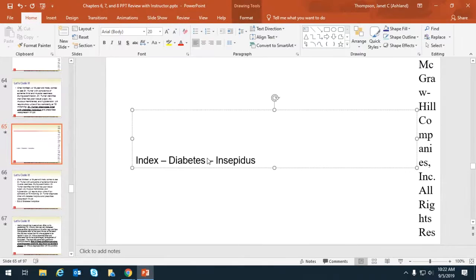I didn't spell it right. Might help if I spell it right. Insip, like we're sipping water. Insipidus. Okay. Yeah, spelling can make a difference when you're trying to find something in a big category.